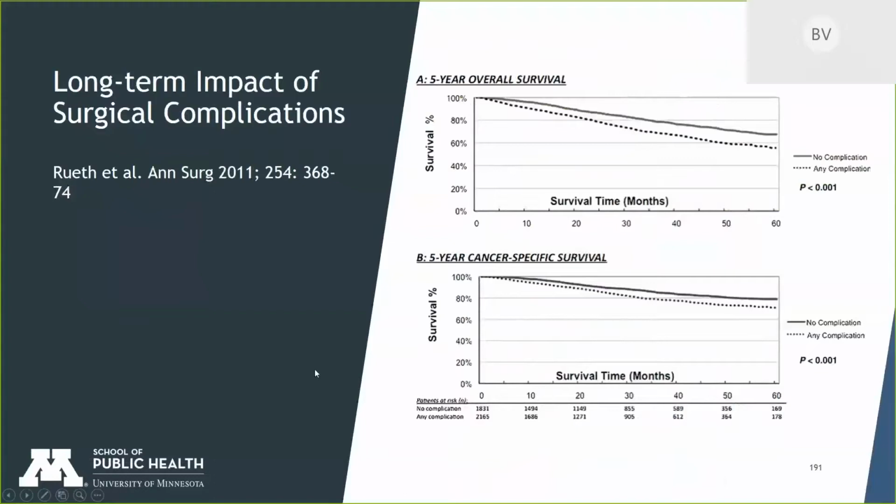Why might it be important to look at complications? The same group looked at whether or not having a complication post-surgery actually affected survival. And you can see here that there's a difference between overall survival and cancer-specific survival, but both measures actually showed that any people who experienced any complication did have worse mortality at 5 years.